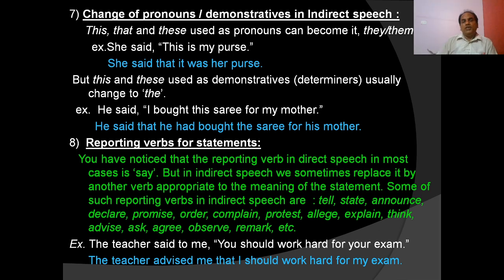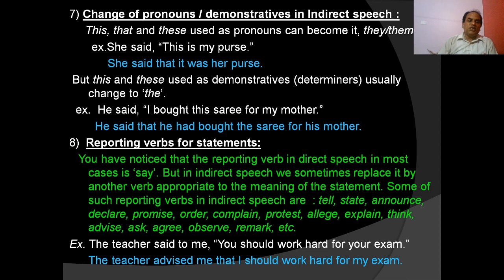But this and these used as demonstratives or determiners usually change to the. How? He said, I bought this saree for my mother. He said that he had bought the saree for his mother. You see, this saree is changed to the saree because this is used here as a demonstrative or determiner.